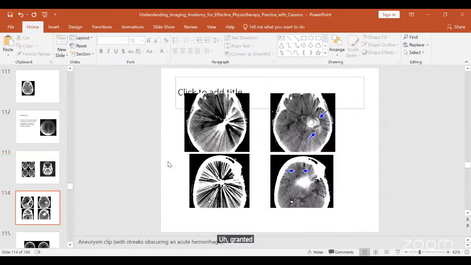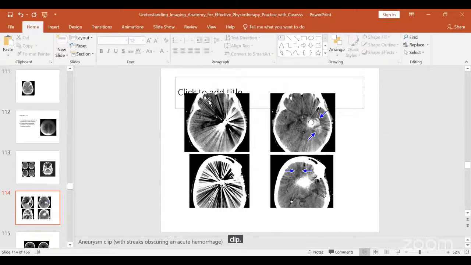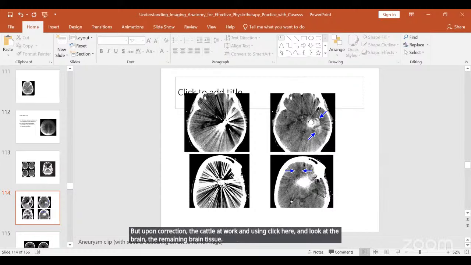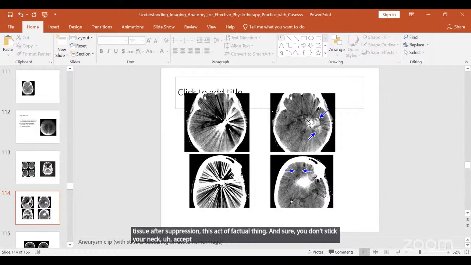They are all artifactual. Look at this. This is somebody who has an aneurysm clip, a metallic aneurysm clip. Are we together? Look how it produces a star, and we cannot appreciate the remaining cerebral tissue. But upon correction, look at the aneurysm clip here, and look at the remaining brain tissue after suppressing this artifactual thing. Ensure you don't stick your neck out except when you see everything and you are sure there is no issue about it.